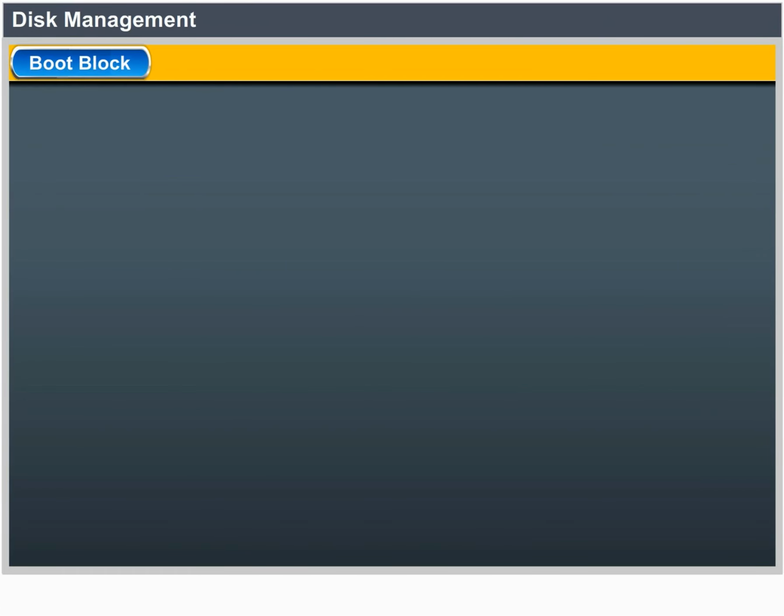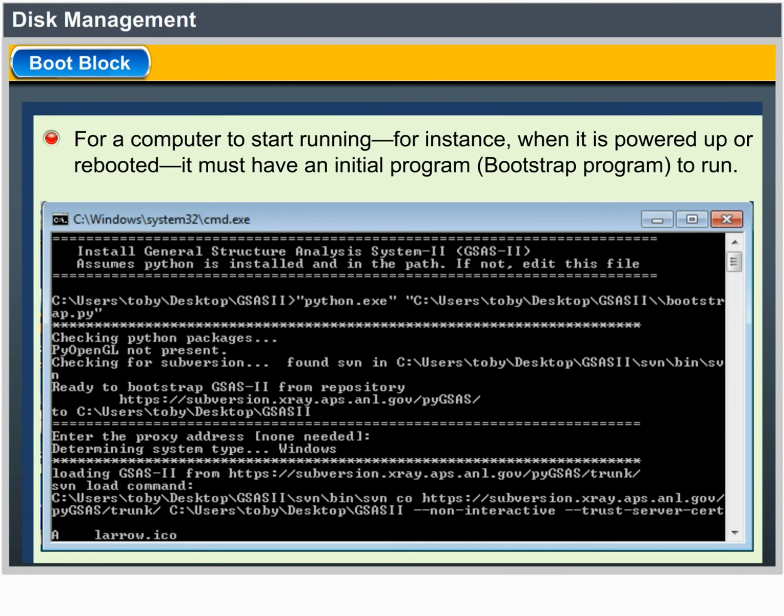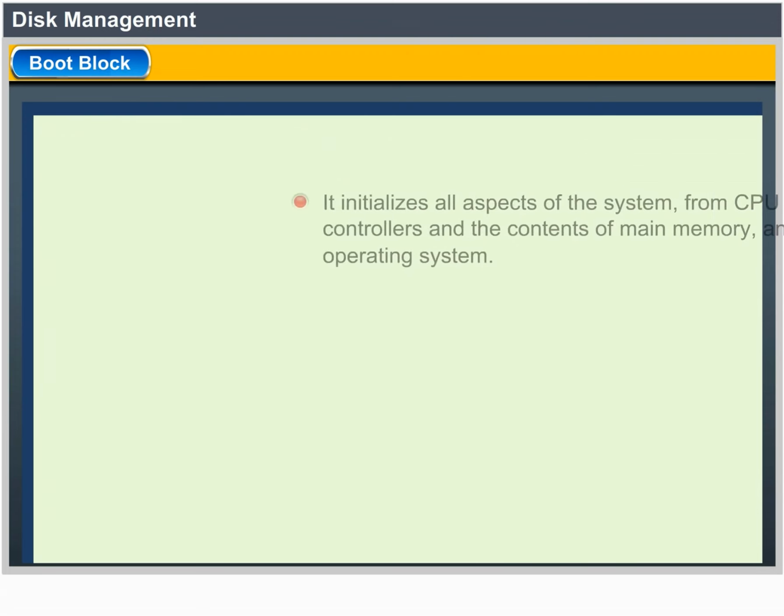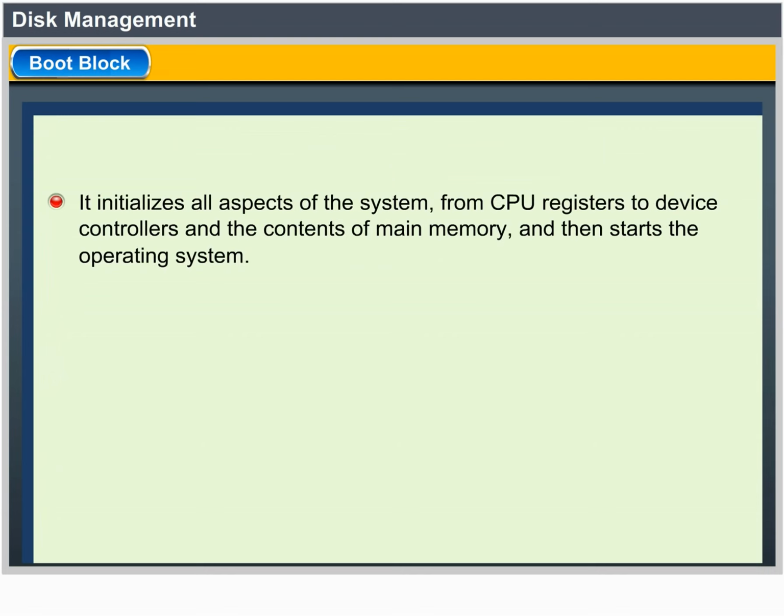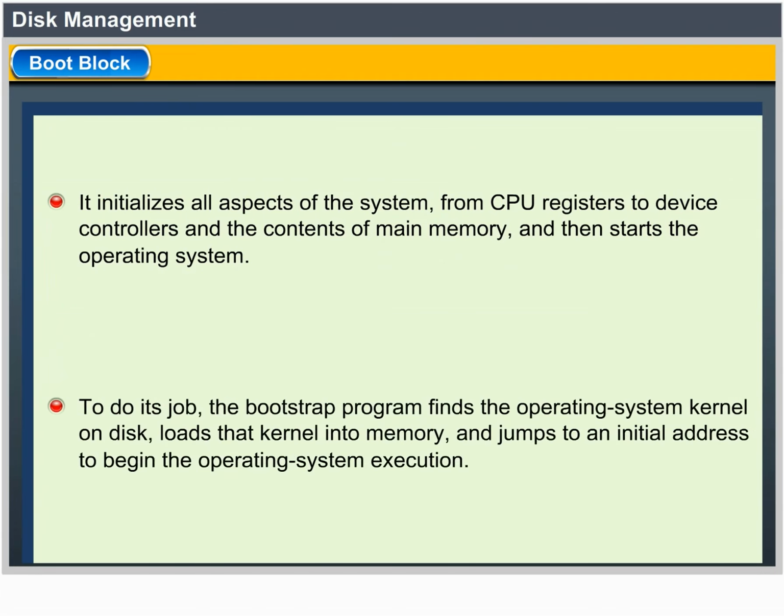Boot block. For a computer to start running, for instance, when it is powered up or rebooted, it must have an initial program, the bootstrap program, to run. It initializes all aspects of the system, from CPU registers to device controllers and the contents of main memory, and then starts the operating system. To do its job, the bootstrap program finds the operating system kernel on disk, loads that kernel into memory, and jumps to an initial address to begin the operating system execution.